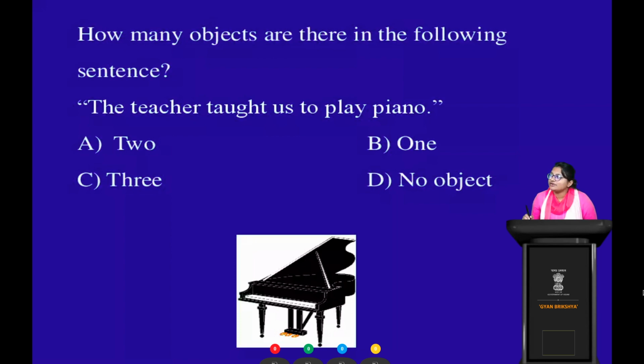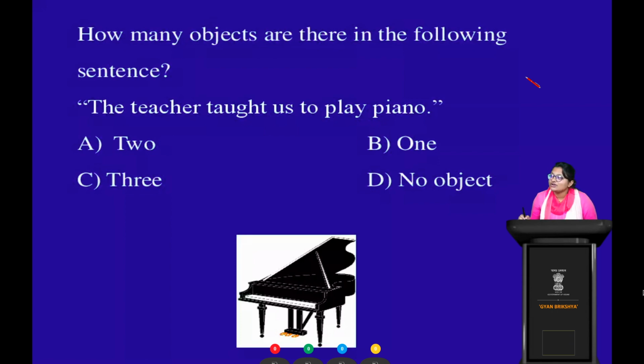How many objects are there in the following sentence? So you have a sentence in front of you. In this particular sentence, you have to find out how many objects are there. The sentence is: The teacher taught us to play piano. এটা সেন্টেন্স দেওয়া আছে, এখন বের করতে হবে এই সেন্টেন্সের মধ্যে অবজেক্ট কয়টা আছে. How many objects are there in this particular sentence? The teacher taught us to play piano.